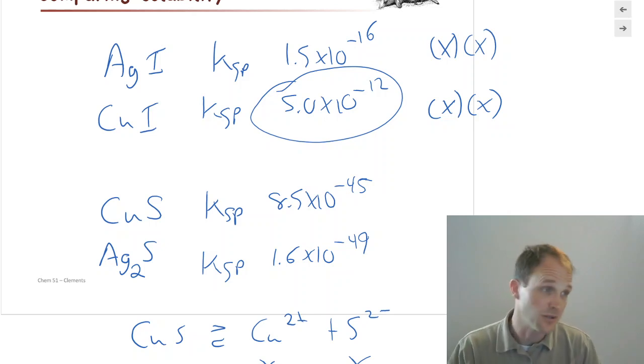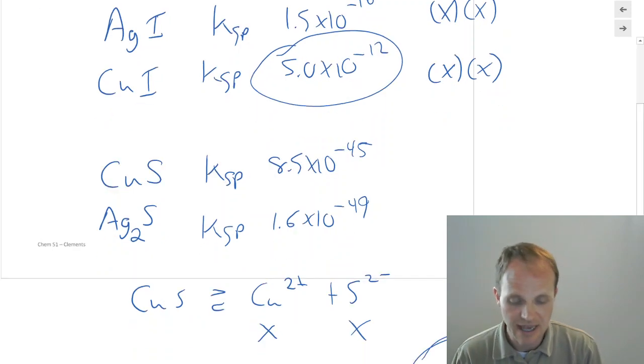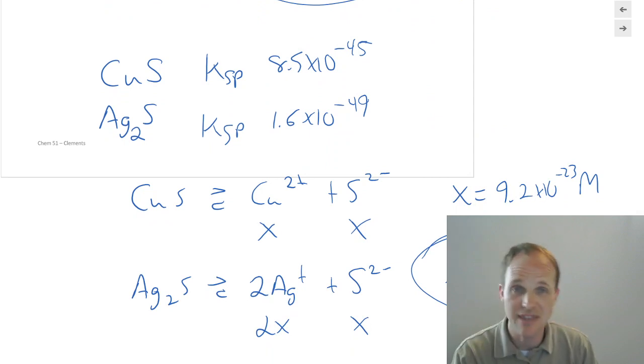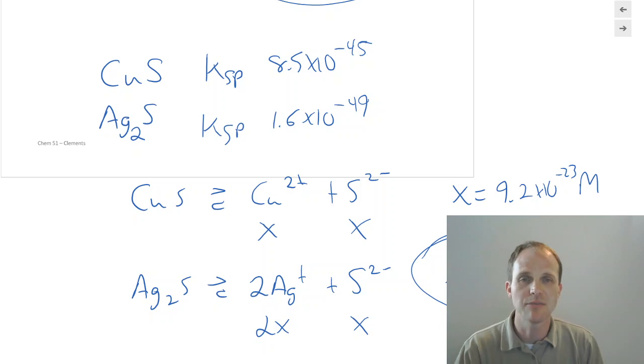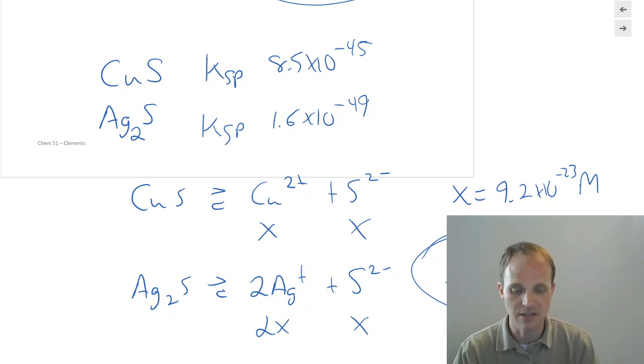But if they each fall apart into 1 and 1, or they each fall apart into 2 and 1, you don't have to worry about the math. Then you can compare KSPs directly. However, if they fall apart into different things or in different ways, then you have to actually do the calculation. Make the ICE table. Find your x's, your 2x's, your 3x's, cube them, square them, whatever you need to do. Solve for x, and then compare those things, because those are the solubilities.